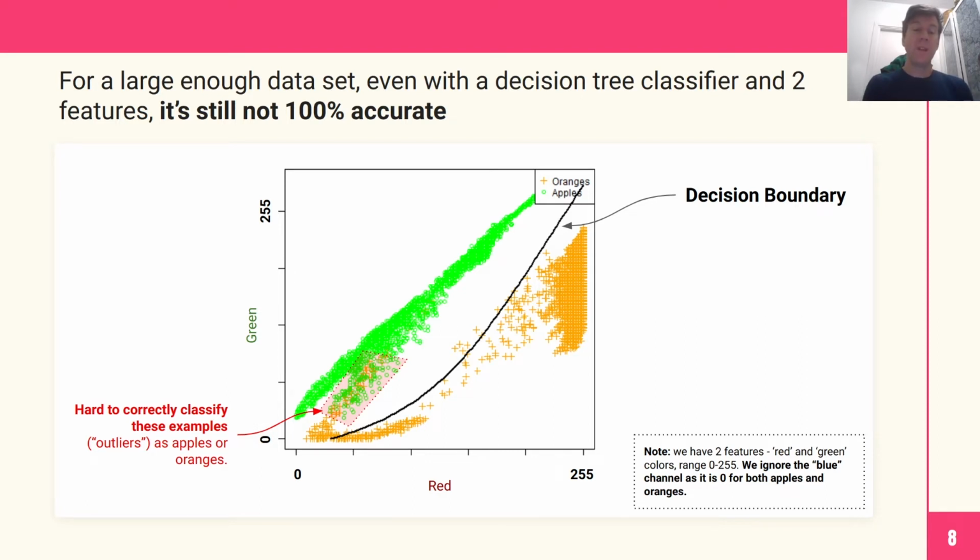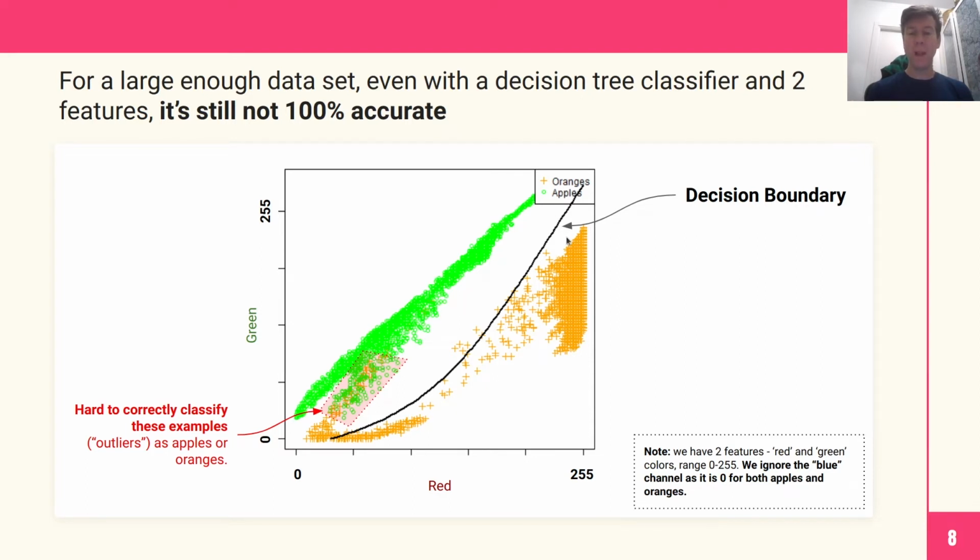For some reason, these examples of apples and oranges have green and red values that are quite similar to one another. Even though this is a relatively large data set, with many examples of green apples and many examples of oranges, it's a bit mixed up. It's hard to get a very simple, linear, straight line decision boundary that will separate the apples from the oranges. You can see here some oranges are on the left of the decision boundary. That means the system would classify them as apples incorrectly. And many of the oranges in this area here would also be incorrectly classified as apples.